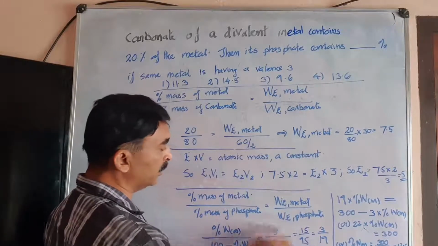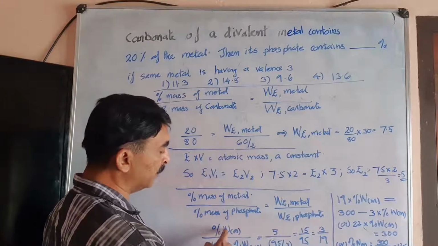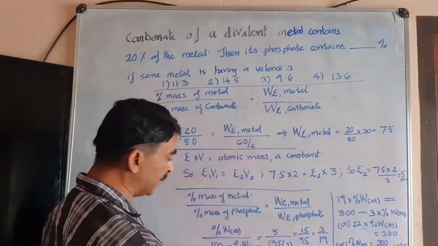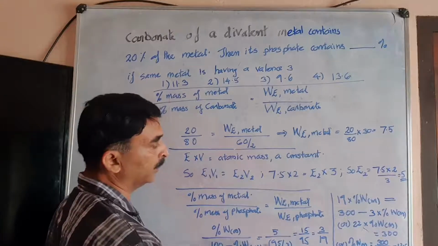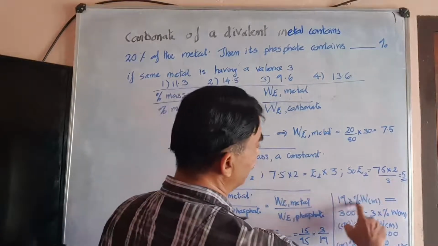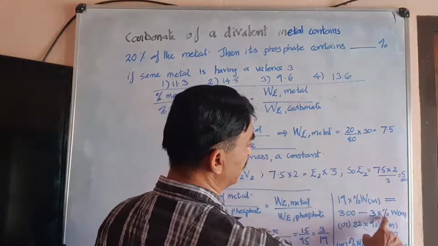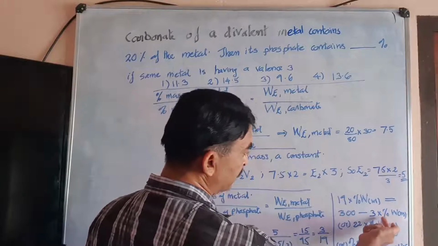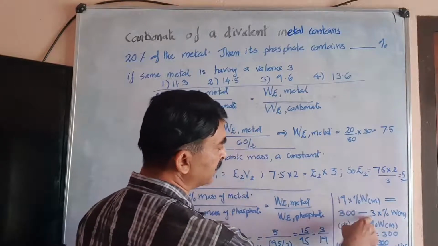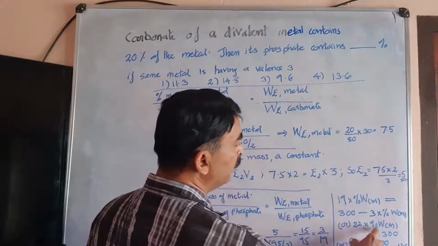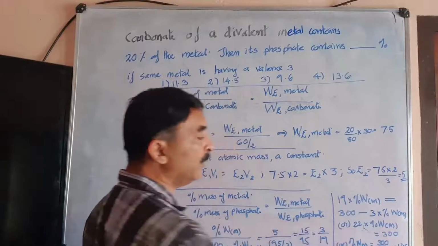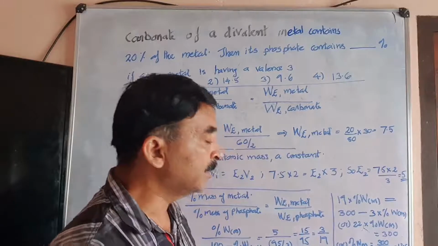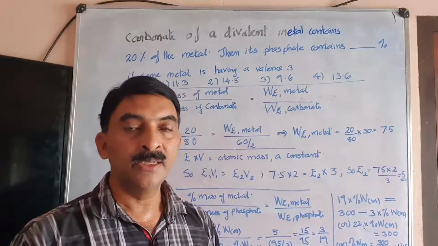So now we cross multiply. Percent mass of metal into 19 is equal to 3 into within bracket 100 minus percent mass of metal. We do like that. 19 into percent mass of metal equals 300 minus 3 into percent mass of metal. Take minus 3 to the other side. So 19 plus 3, 22. 22 into percent mass of metal is 300, or percent mass of metal is equal to 300/22. That is 13.6.